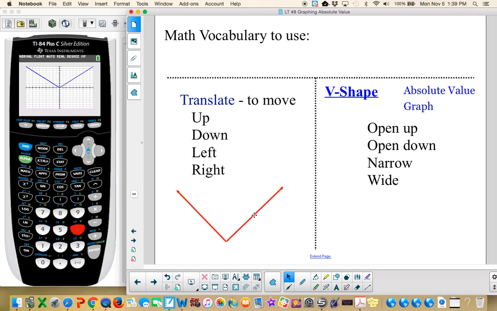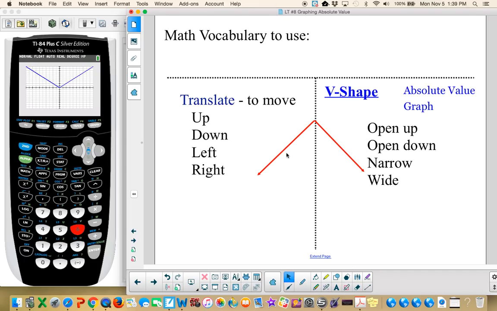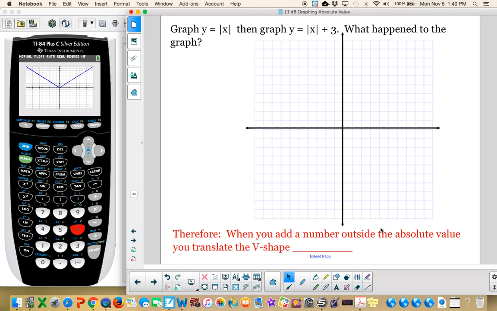Some vocabulary that we use to show what's happening with our parent function being the absolute value function, we use terms like translate up the graph, translate down the graph, translate left, translate right. We also say that V shapes open up like this one. They also open down like this one. They can be narrow, they can be wide. So you can talk about the V shapes being narrow and wide as well. So these are terms that we would use to describe a graph.